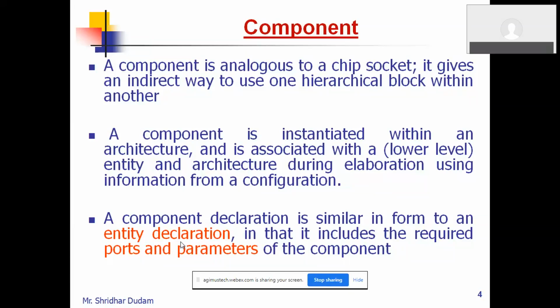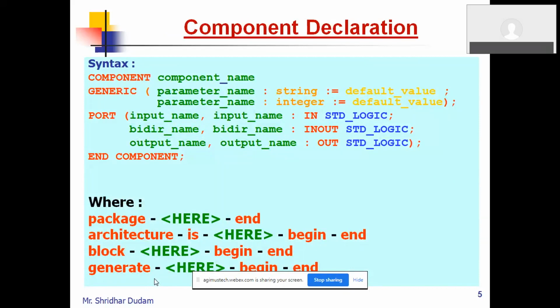That is very important. So you have to bind it: what component you are using, how you are using it, and how you are interconnecting it. That is called the configuration of the component within that architecture. To configure or bind that component with your design, the component declaration is important, and this component declaration is very similar in form to the entity. If you look at the syntax of the component, it is very similar to the entity; I have only replaced the keyword entity with component, nothing else.